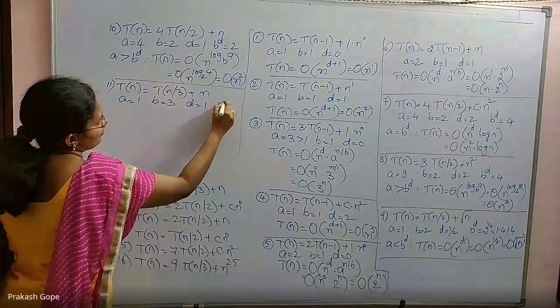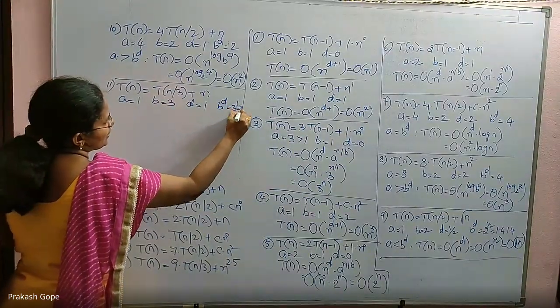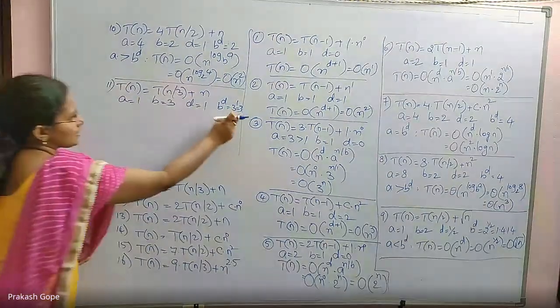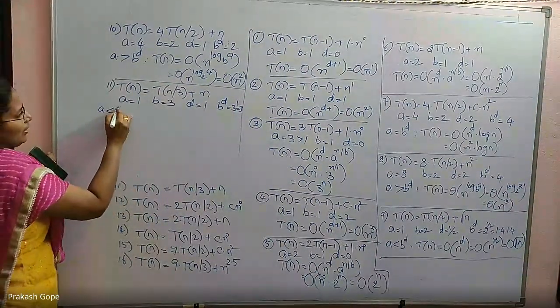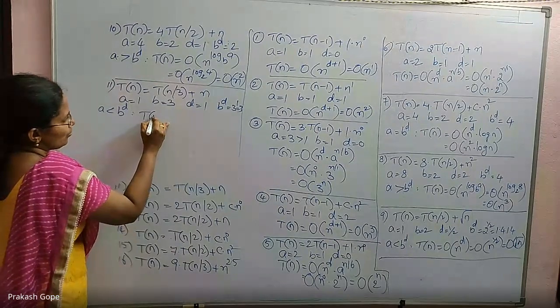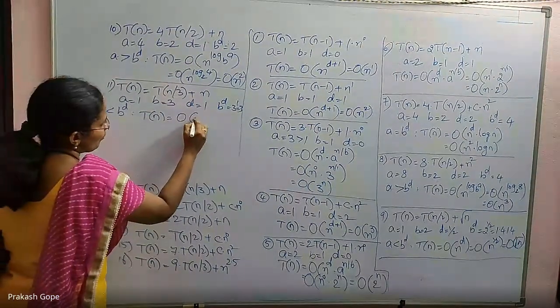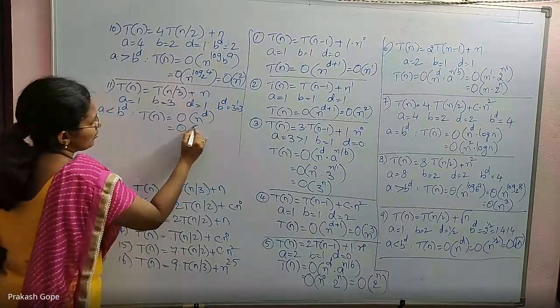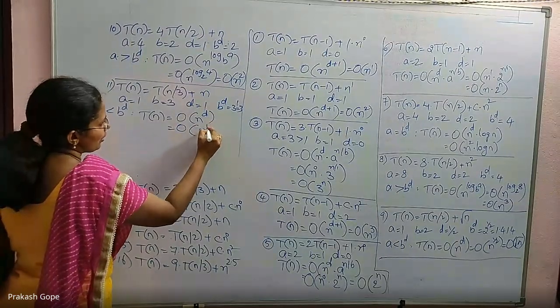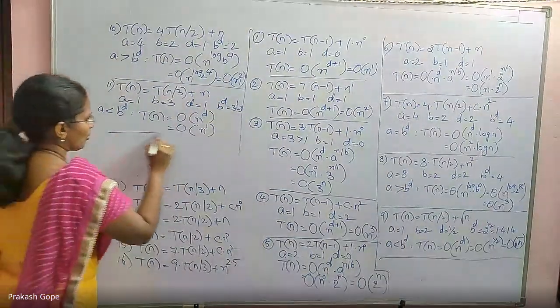What is B power D? B power D is 3 power 1, which is 3. A is less than B power D. A is less than B power D case, so T of n is equal to big O of n power D only. D is 1, so n power 1, big O of n. That's all.